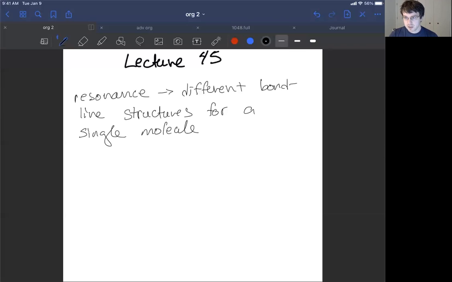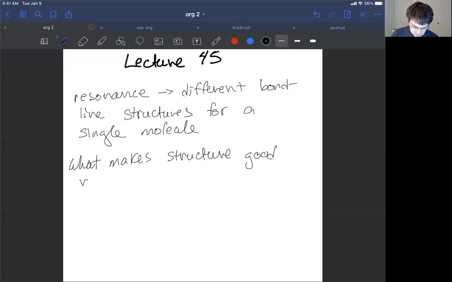Okay. So we've talked about rules before. What I want to do now is ask the question, what makes for a good resonance structure? Or what makes a resonance structure good versus bad? That's a really good question. It seems awkward, but it's actually a really good question.